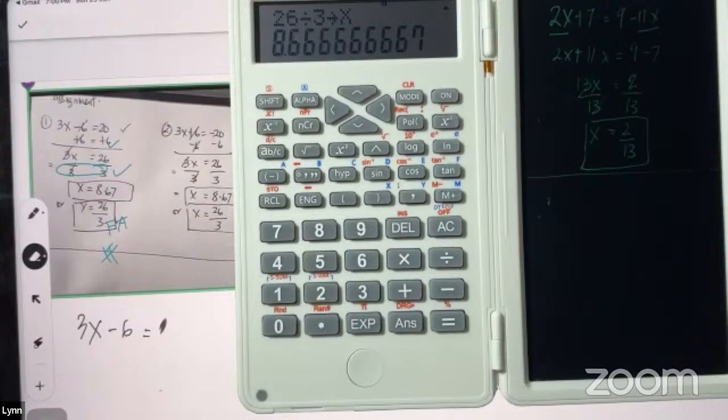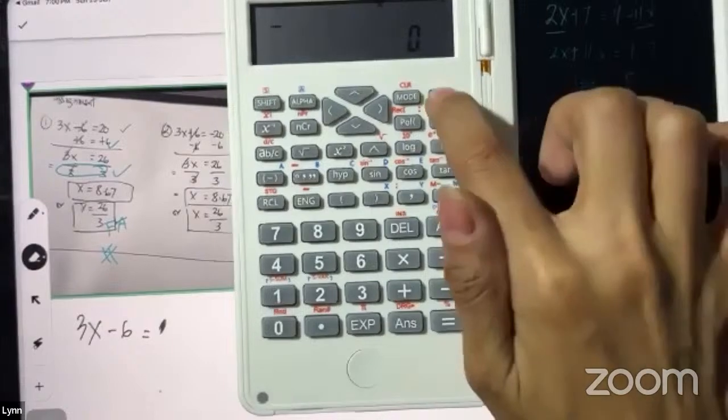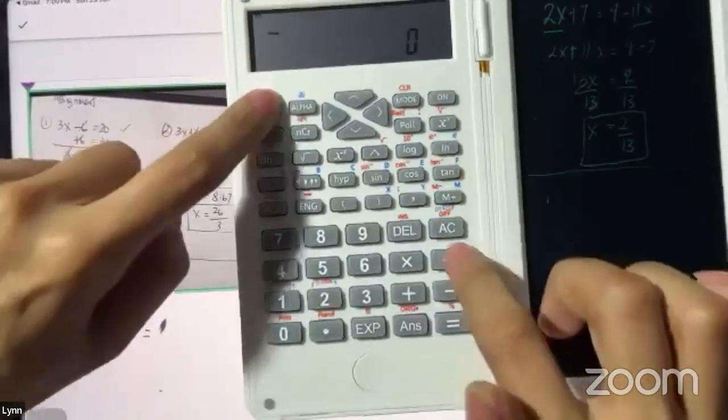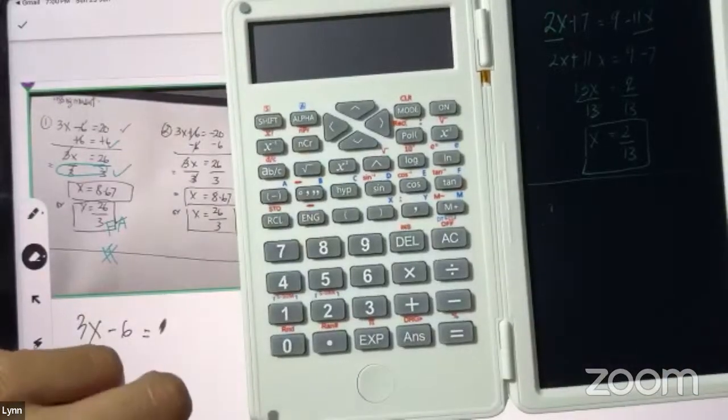Okay, I will demonstrate to you what it means. I want you to turn your calculator off. Turn it off with shift AC. Shift AC will turn it off. Okay, now it's off, right? Now turn it on again.